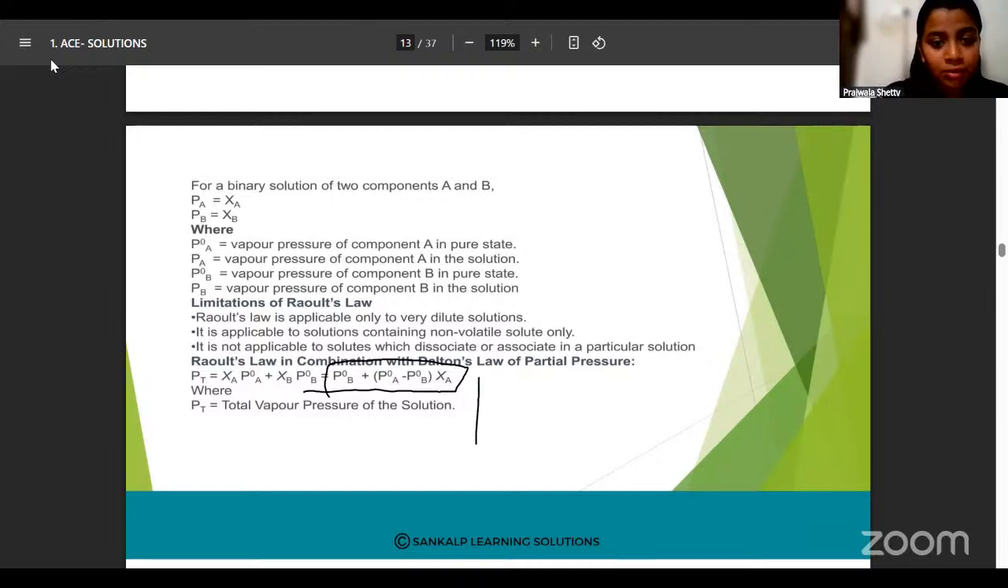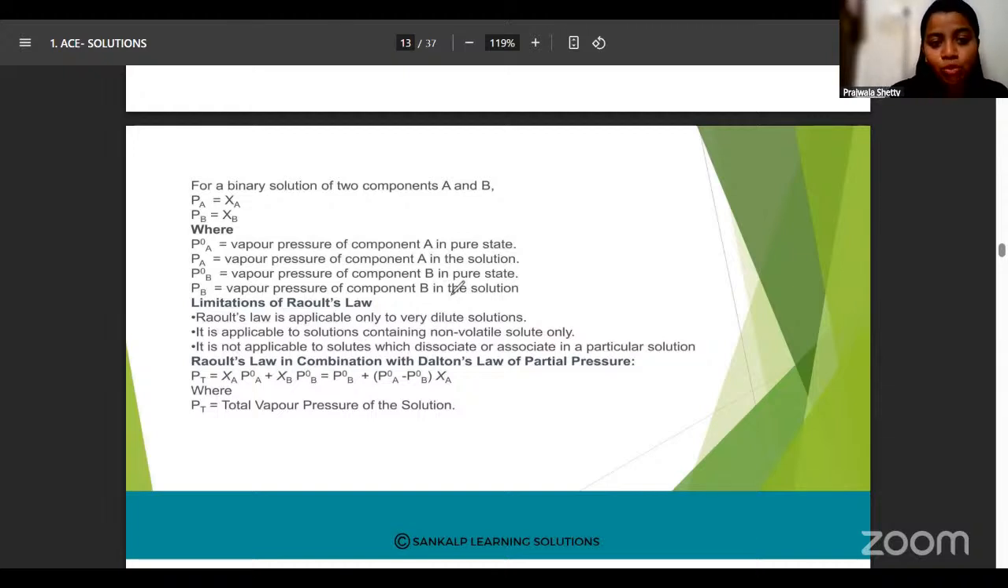Next, before going to the limitations, you understood what P naught A is? A in the sense I showed you as P1 naught. So this was P2 naught, this was P2. So it is the vapor pressure of component A and of component B, in the pure state and in the solution state. If you are getting naught, it is the pure state.